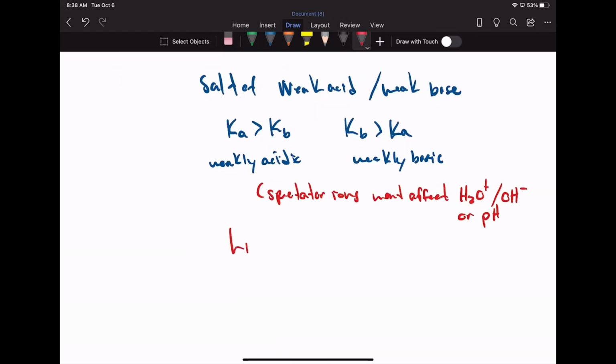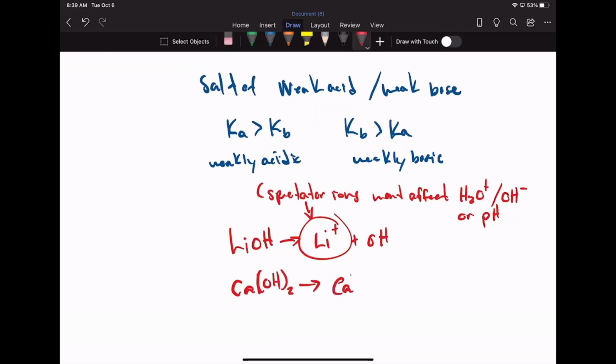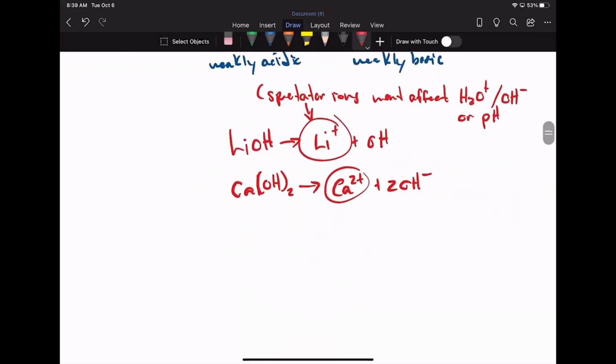So if we have something like LiOH, when this splits apart, we get Li plus we get OH, and here is your spectator ion. Calcium hydroxide, here, spectator ion. That's not really going to be a concern of ours going into that. We can do it with something like this.